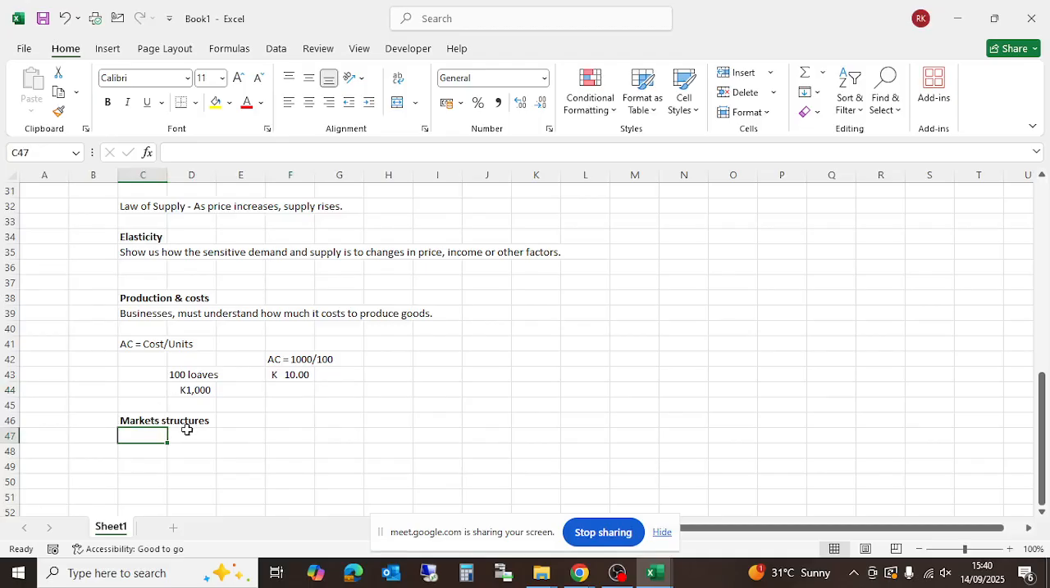We'll get to look at things like a monopoly. Has anyone ever heard of the word monopoly? This is very common. Anyone? Monopoly? Has anyone heard of monopoly? Madam Hope, you're actually alone now. I've noticed you are the only one remaining. Have you ever heard of monopoly?